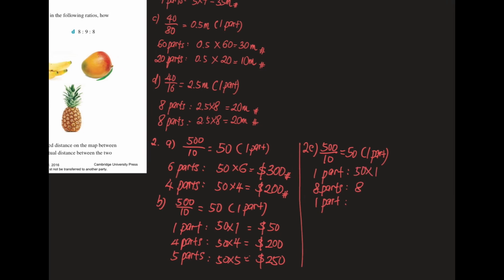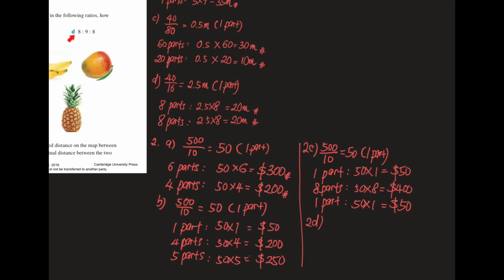Okay. So 1 part, 50 times 1, this one, you get $50. 50 times 8, you get $400. 50 times 1, you get $50. Then we continue to D.